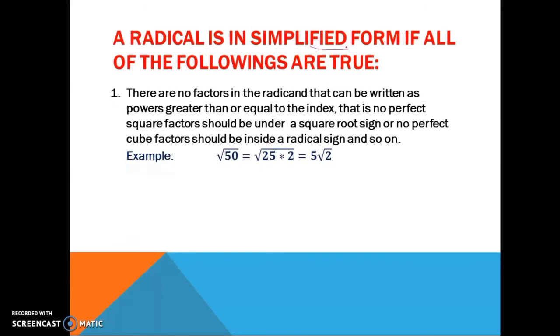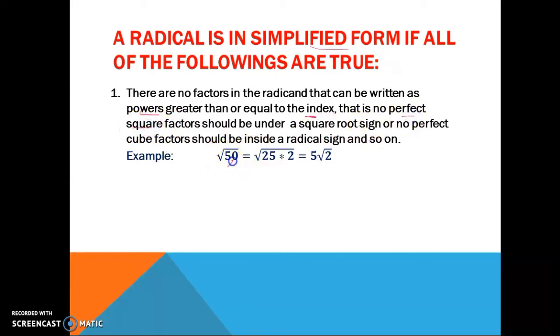So, the first one is, there are no factors in the radicand that can be written as powers greater than or equal to the index. So, example lang yan, no perfect square factor should be under a square root sign or no perfect cube factor should be inside a radical sign and so on. For example, itong square root of 50. Hindi siya naka-simplified form. Unang-una kasi meron siyang perfect square factor. Yun po yung sinasabi niyan.